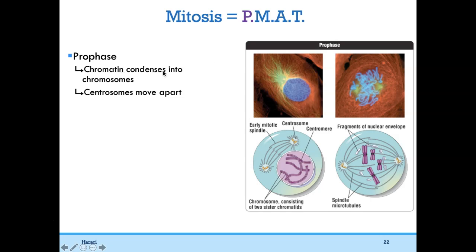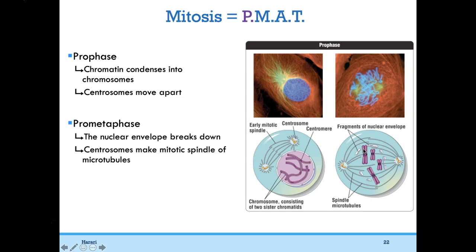We're going to see that chromatin condenses into chromosomes. So look over here in this animated picture, all the chromosomes are unraveled here. But what happens is that the unraveled chromatin will condense into visible chromosomes during prophase. In prometaphase, we see the nuclear envelope break down, so there's no more nucleus, and the centrosomes begin making the microtubules for the mitotic spindle.